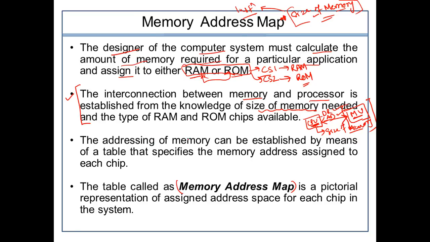Now, the addressing of the memory can be established by means of a table. Here is a table which plays a very important role. We usually call this table a memory address table. And what does this table signify? It will specify the memory address assigned to each chip.